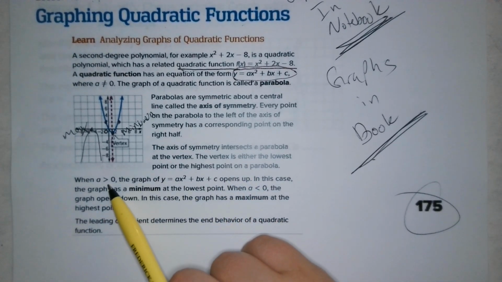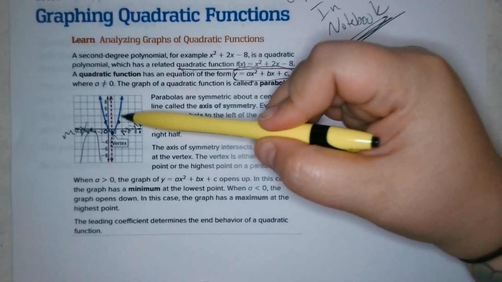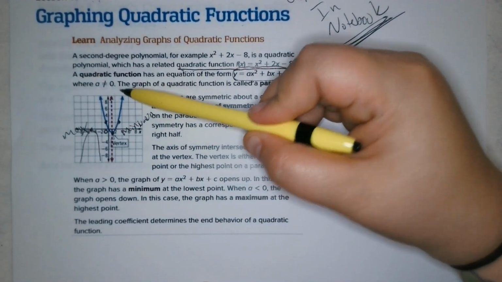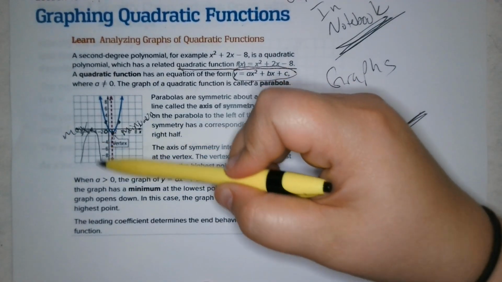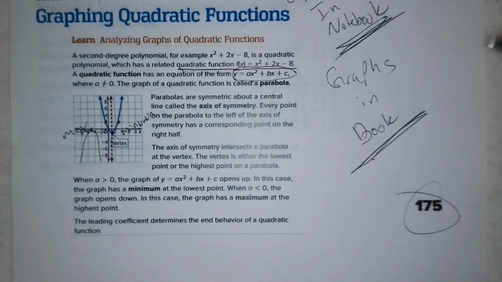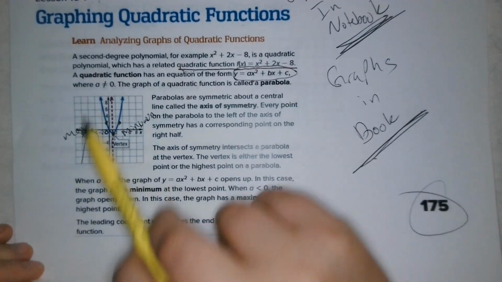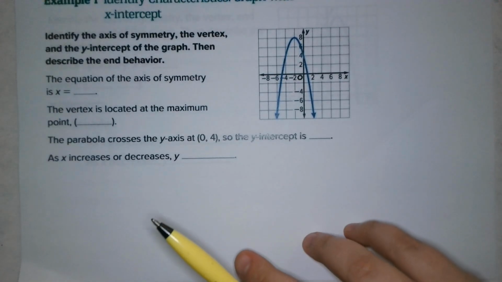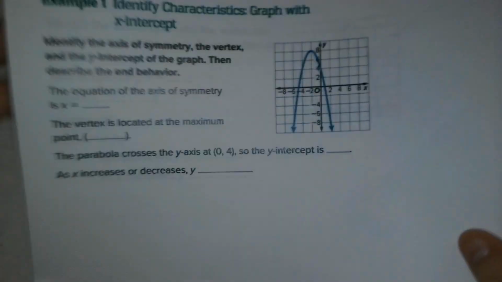When a is greater than 0, so when we're looking at this, when a is greater than 0, it's going to open up. And when a is a negative number, it is going to open down. So we would have the minimum or the maximums, okay? So the leading coefficient determines the end behavior of a quadratic function. So it determines whether it points up, or opens down. Let's get right on to it. We're going to do example 1.